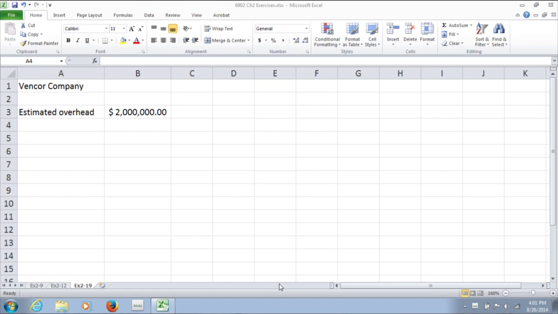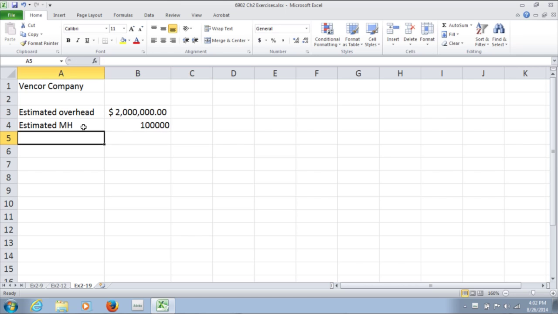In exercise 219, Vencor Company is estimating its overhead and looking for ways to reduce its costs. Now, in the problem itself, we're told that they estimated overhead of $2 million, and then they had estimated machine hours. So in this problem, we're just going to do one allocation base. The estimated machine hours were 100,000.